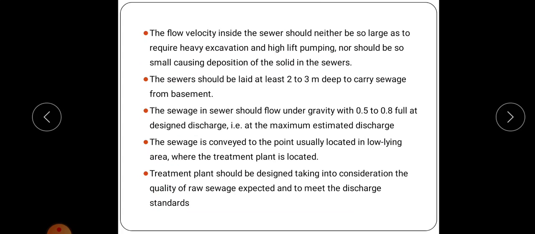Next, the sewage is conveyed to the point, usually located in a low-lying area, where the treatment plant is located. And the treatment plant should be designed by considering the quality of raw sewage which is expected and to meet the discharge standards. Likewise, we have to design the treatment plant. So these are some of the points to be considered while designing a sewerage system.